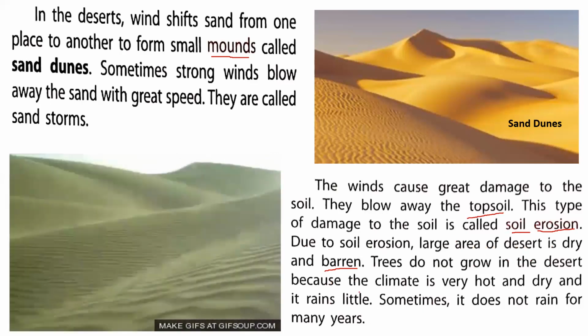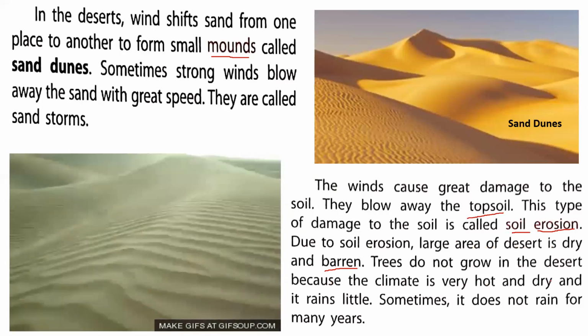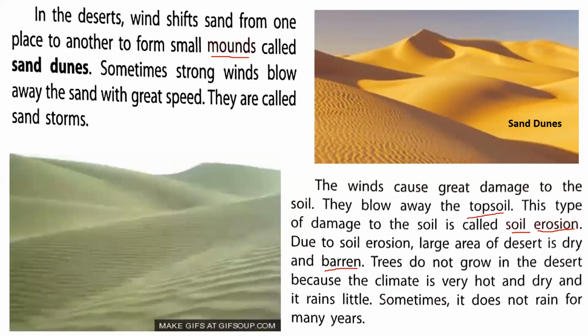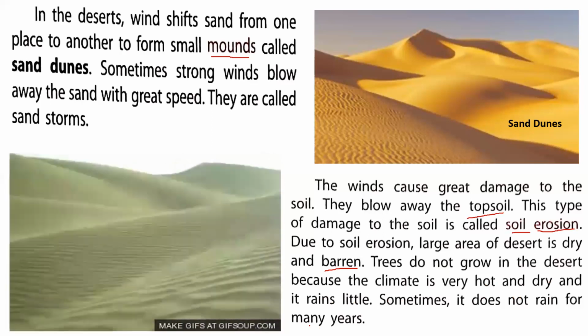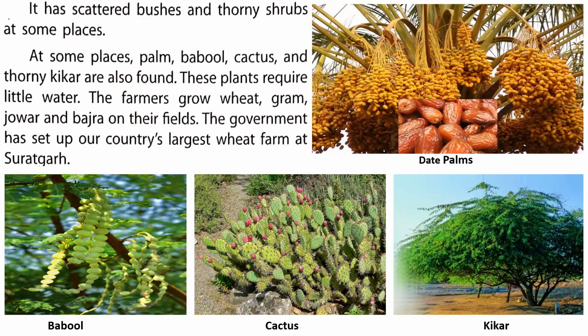Trees do not grow in the desert because the climate is very hot and dry and it rains little. Sometimes it does not rain for many years. It has scattered bushes and thorny shrubs at some places. Now, meaning of shrub: a large plant smaller than a tree and having several stems. At some places, palm, babool, cactus, and thorny kikar are also found. These plants require little water. That is why you find these plants in a desert.